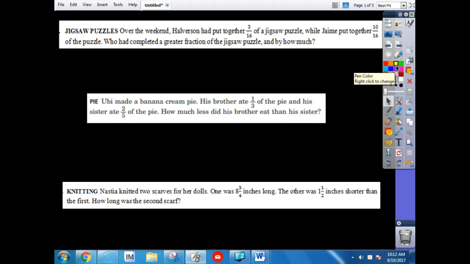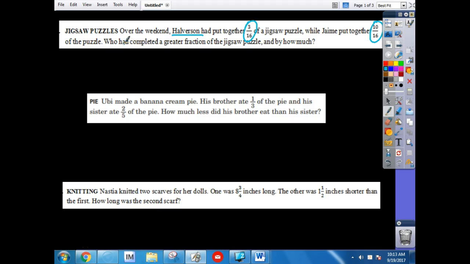Over the weekend, Halverson, who has an awesome name, by the way, put together 3/16 of a jigsaw puzzle, while Jamie put together 10/16. Who completed the greater fraction of the jigsaw puzzle, and by how much?